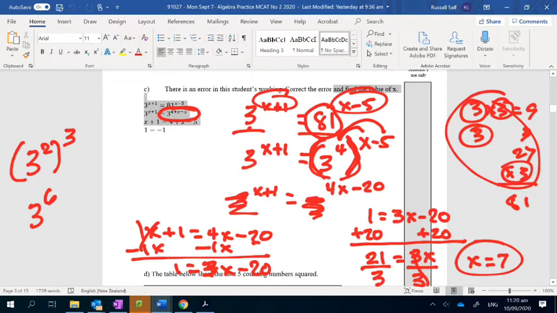Wait, here we didn't actually correct the student's error. So do you actually need to say what their error is? Well, they were assuming you'd correct the student's error and then work it out. It's fine as long as you pointed out the error. We multiplied the 4 times the x plus 5, where they added the 4 to the x plus 5. And that's what threw their answer off.